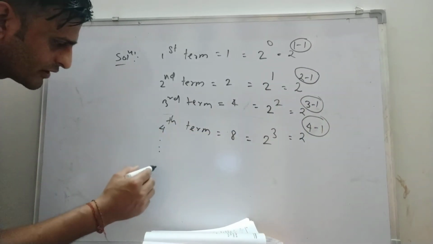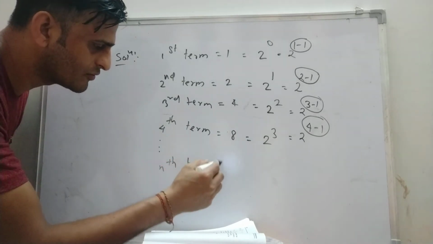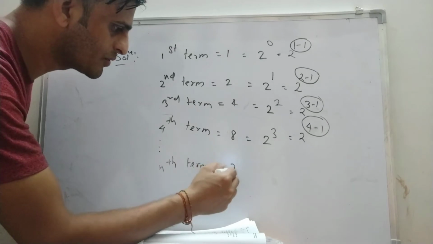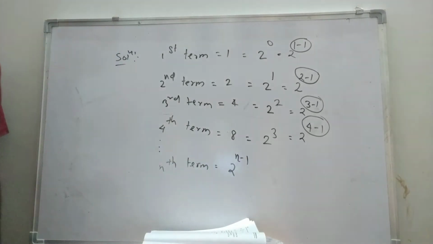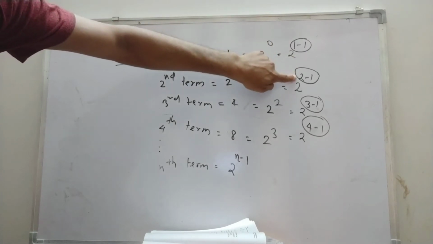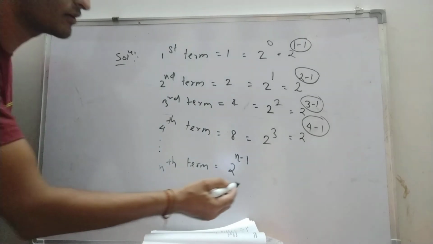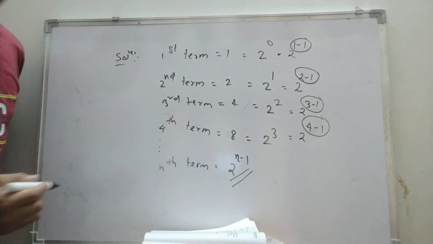So similarly, if we go for the nth term, students, we can find that the nth term will be equal to 2 to the power n minus 1. Because every time, in the first term 1 minus 1, second term 2 minus 1, third term 3 minus 1, fourth term 4 minus 1. So similarly, we can find that the nth term is 2 to the power n minus 1.